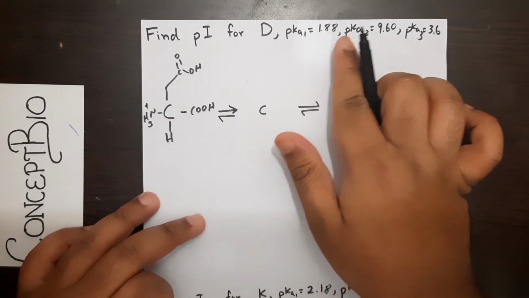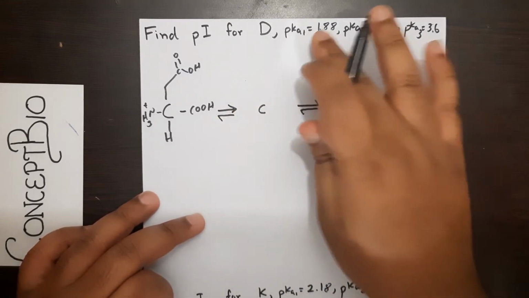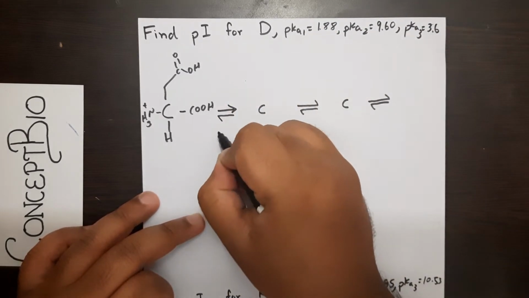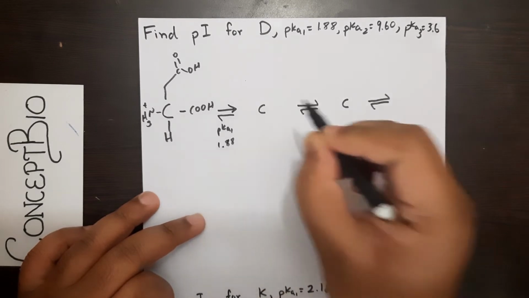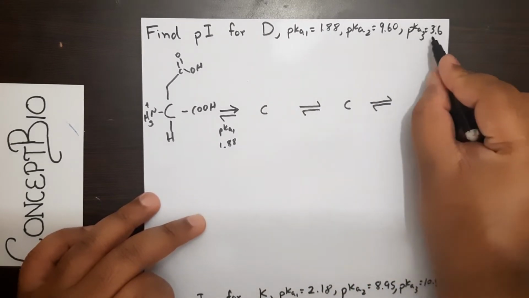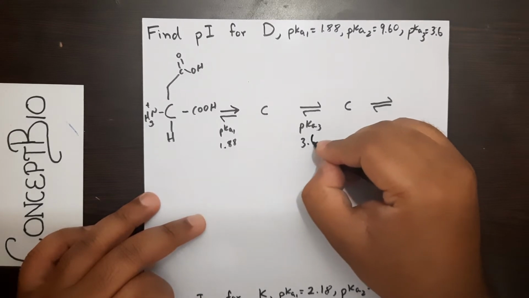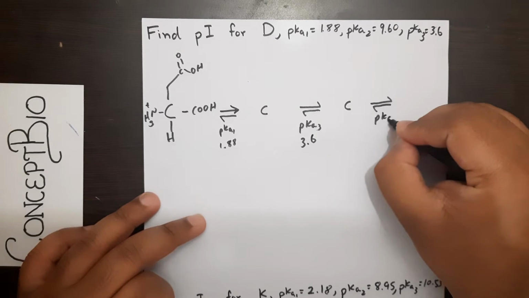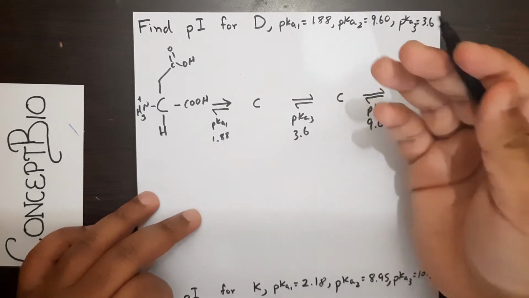Second step is to arrange the pK values given into an ascending order from lowest to highest. So if you're doing that, first would be pKa1, which is at 1.88. Then if you look at these two, pKa3 comes second, which is around 3.6, and finally pKa2, which is around 9.6. Alright, so the next stage.